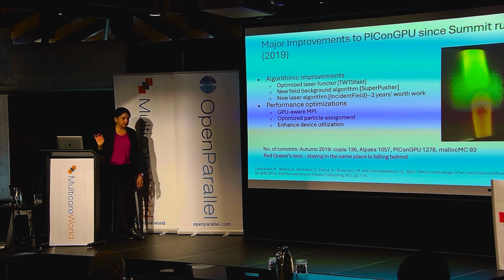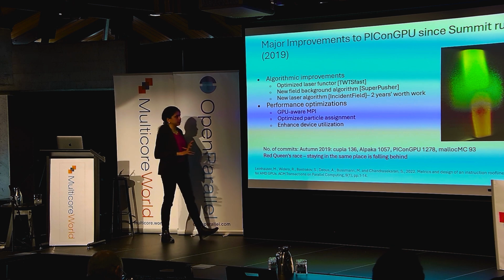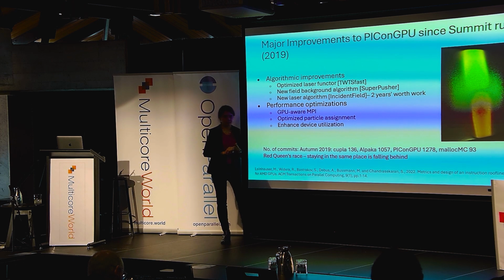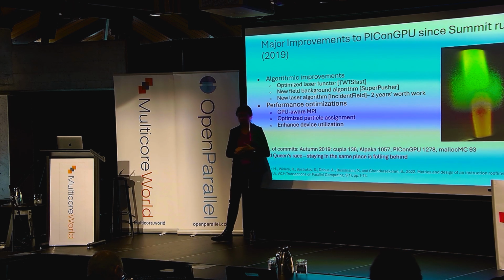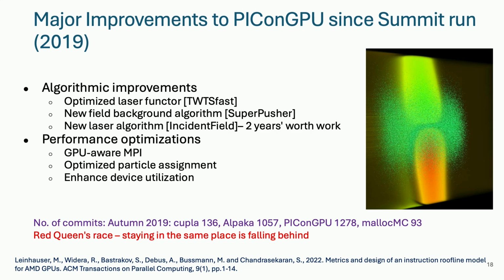And as we went, 2020, 2021, 2022, there were a lot of improvements, not only on the science part, but also on the computer science part, right? So there are code updates, laser functor, the new field background. This laser algorithm alone took 2 years.